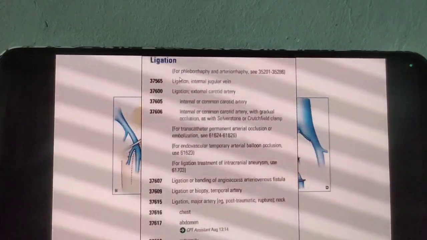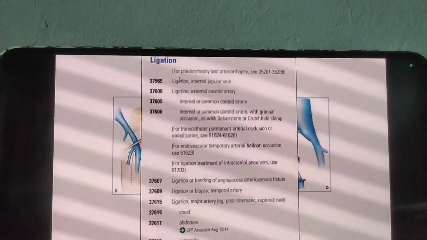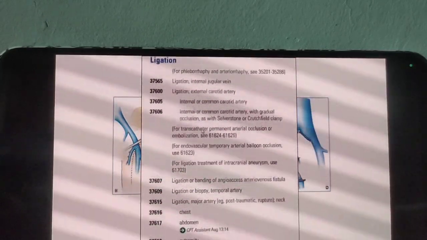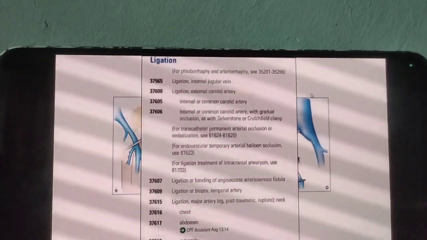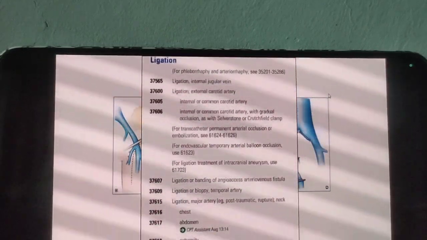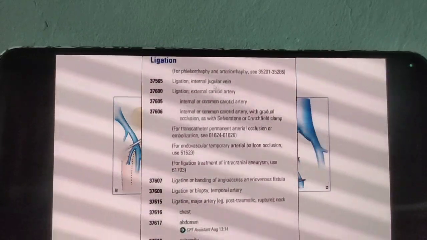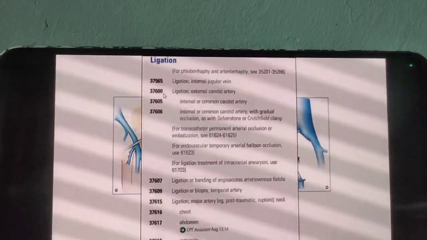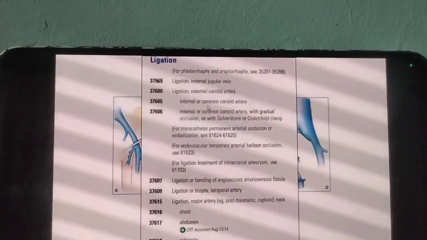Now, ligation. What is the meaning of ligation? Ligation means joining. Take a note. Joining. So ligation of internal jugular vein is 65. External carotid artery 600. Then 605 for internal and common.